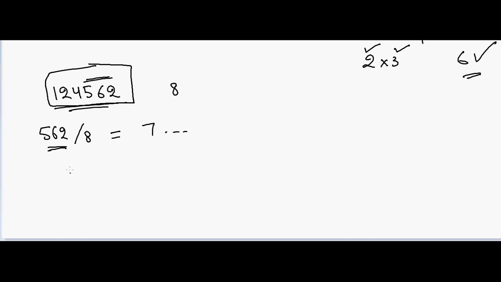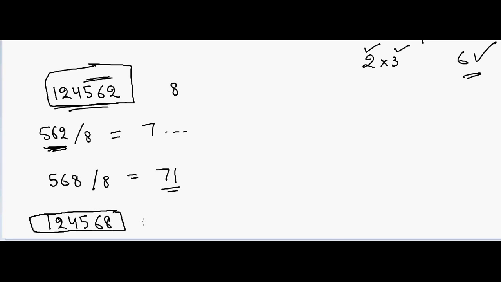How can I make it divisible by 8? By making these 3 digits divisible by 8. So if I have 5 6 8, that can be divided by 8, so we'll get 71. So therefore if I change this number to 1 2 4 5 6 8, then this number would be divisible by 8, and in that case it will work.